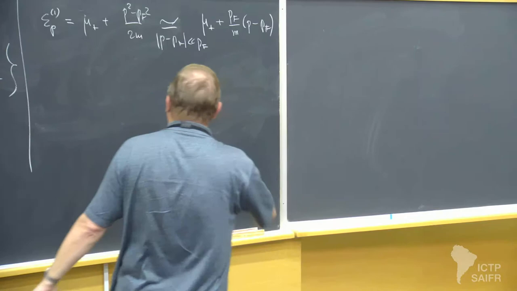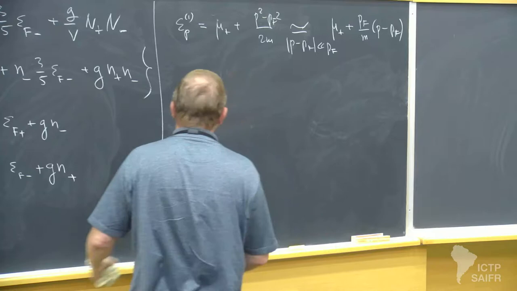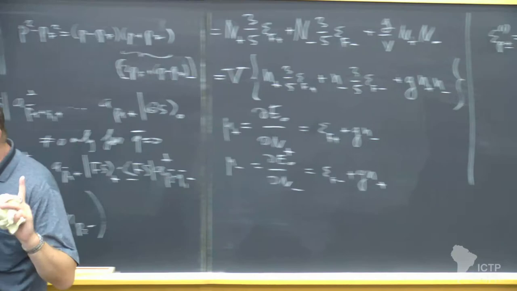Okay. So you see the only difference here with the free particles is just the change of the chemical potential. It's not epsilon Fermi anymore, but epsilon Fermi plus Gn. And here is actually for both plus or minus. So now I wrote it because I want to present you now the results, what happens in the second order.